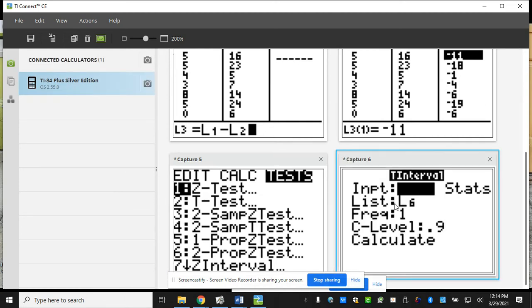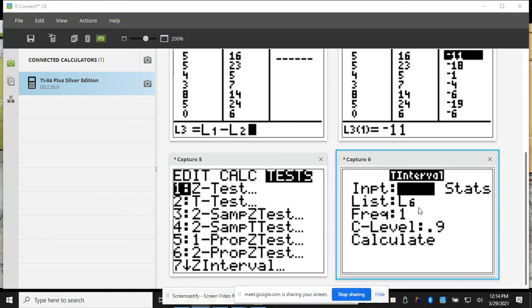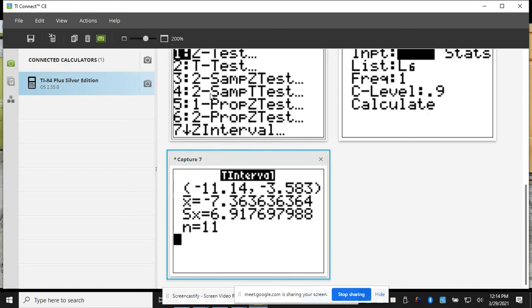So we make our list be list 3. Our confidence level is 90%. Is that right? So we leave that or change that if we need to. Frequency is the same. I don't ever change that. And then this now gives me my X bar D, my SD, my ND, and my upper and lower bound. Otherwise, I would have just done an extra step that I didn't need to do.